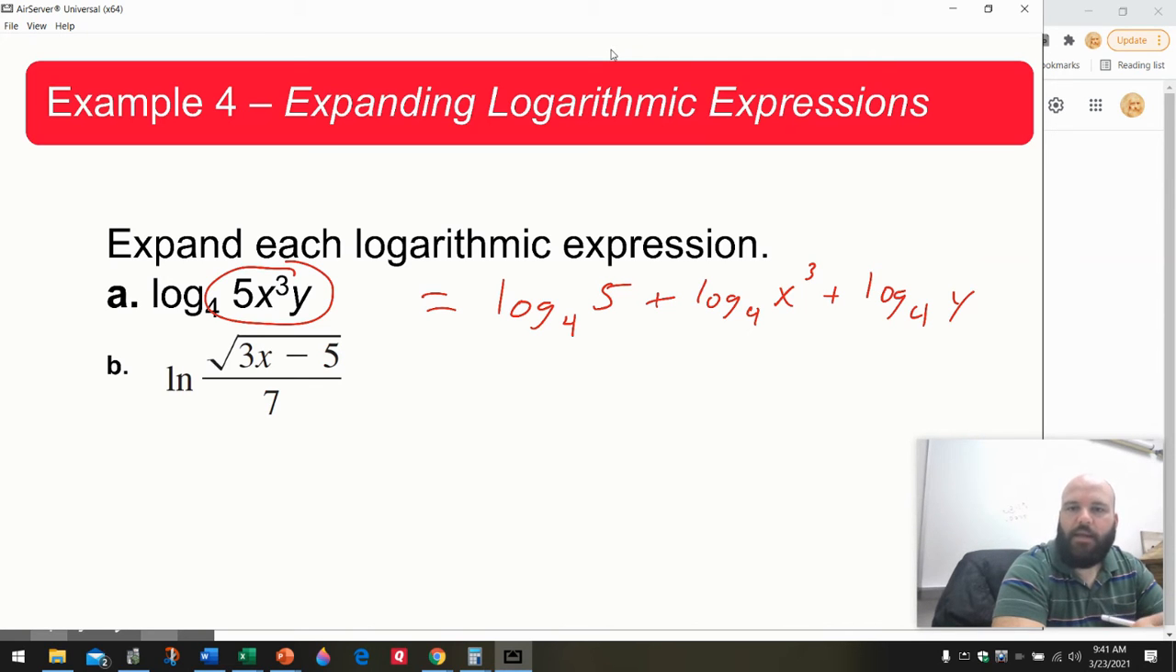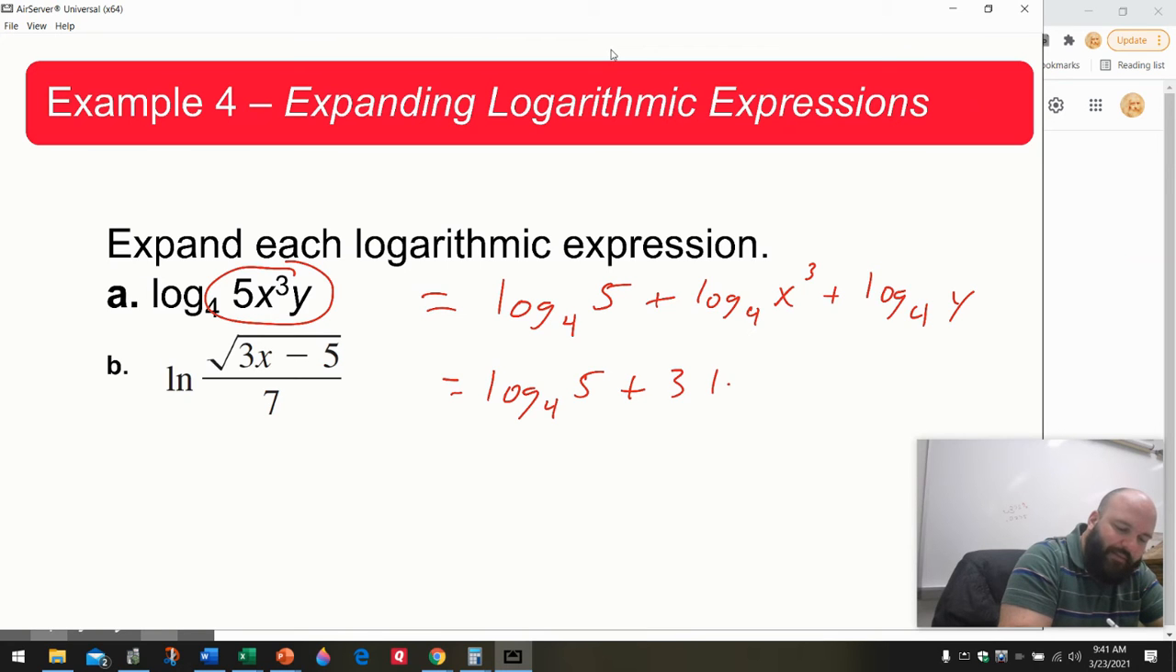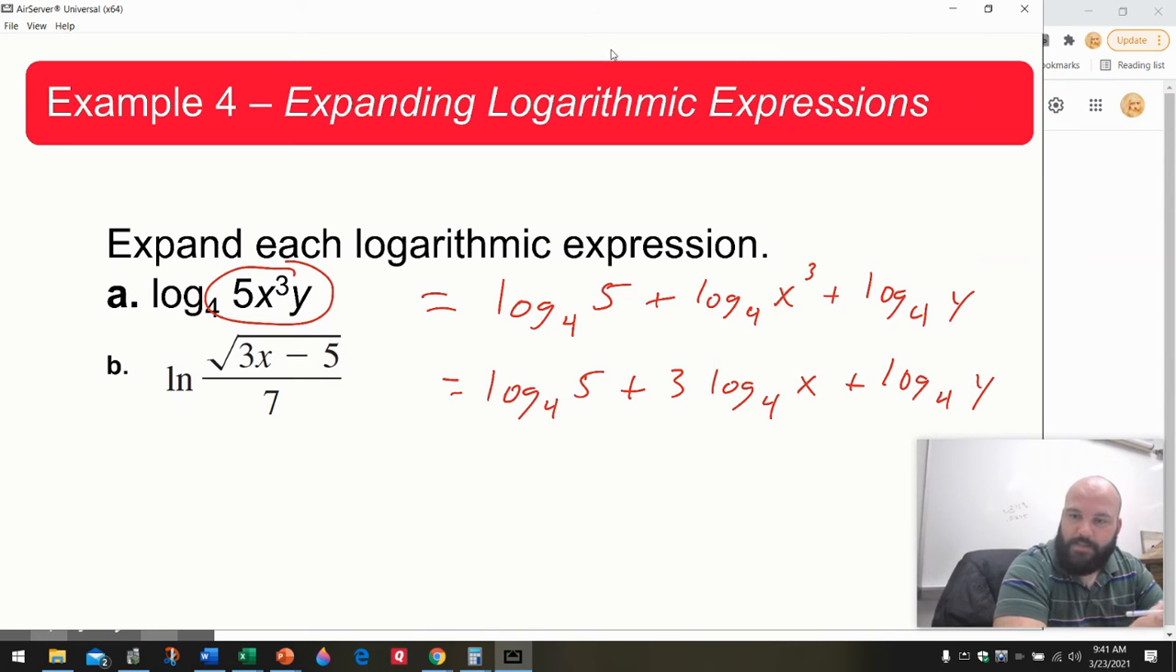Now, the last thing we are going to do is take this power that we have right here and utilize the power property to bring it down in front of the log down there like that. So when I do that, we will end up with log base 4 of 5 plus 3 times log base 4 of x plus log base 4 of y. And that right there is your final answer. It's expanded out and utilizing the product property and the power property.